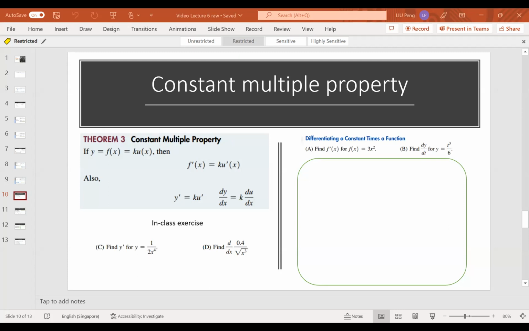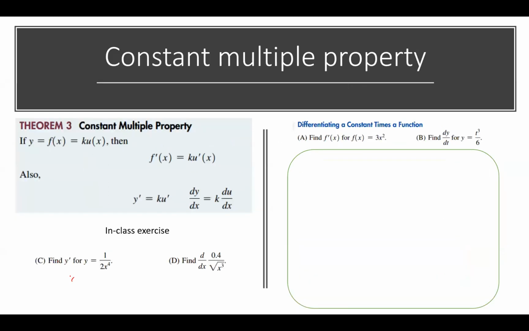So the first one is called the constant multiple property. Meaning when there is a constant k that multiplies the function u of x, then when we take the derivative of this function, the k actually stays the same. It follows the derivative u prime of x. So we can express this form and this form. Basically, if there's a constant, then it stays there. It's not changed. Okay, so now let's look at one example.